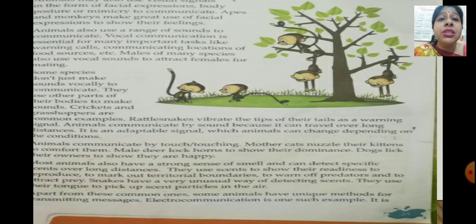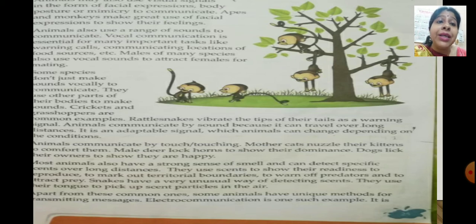Now some species don't just make sounds vocally to communicate, they use other parts of their body to make sounds. Crickets and grasshoppers are common examples. Along with the vocal sound, they also make some body movements in order to communicate. You have seen a cricket, it is a type of insect, and a grasshopper is also another type of insect. Then rattlesnakes vibrate the tips of their tails as a warning signal.